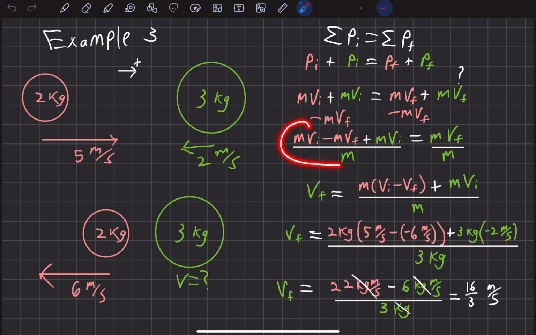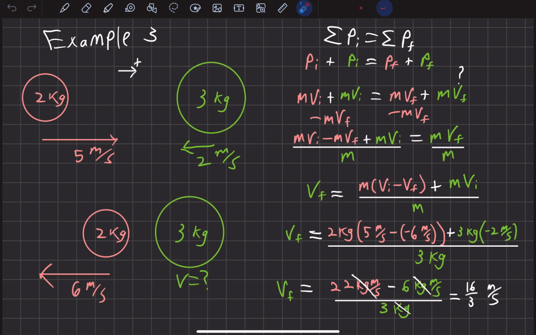What we did was we took this expression here, the mass times the velocity initial of pink minus mass times velocity final of pink, and we notice that the two masses here are the same mass, so we can factor that out from the expression. So we can get a mass times the quantity of these two velocities subtracted from each other. And then we're going to add the initial momentum of the green object, which is mass times the velocity initial, and divide by the mass of the green object.